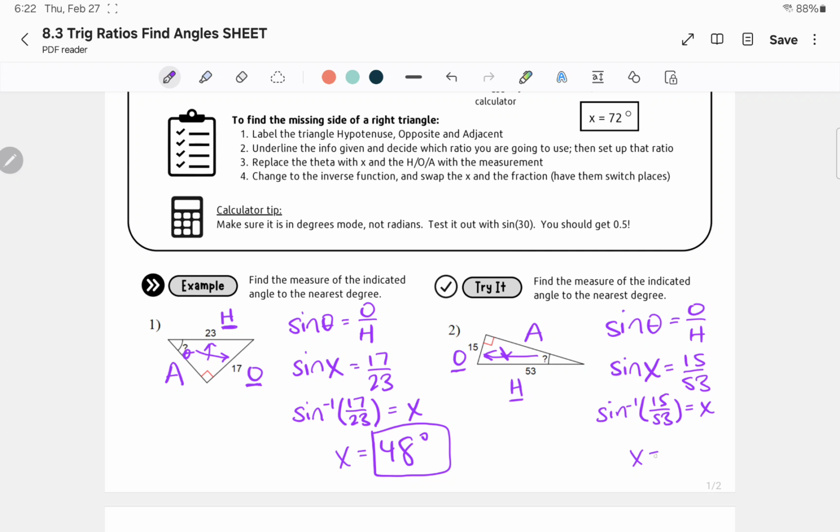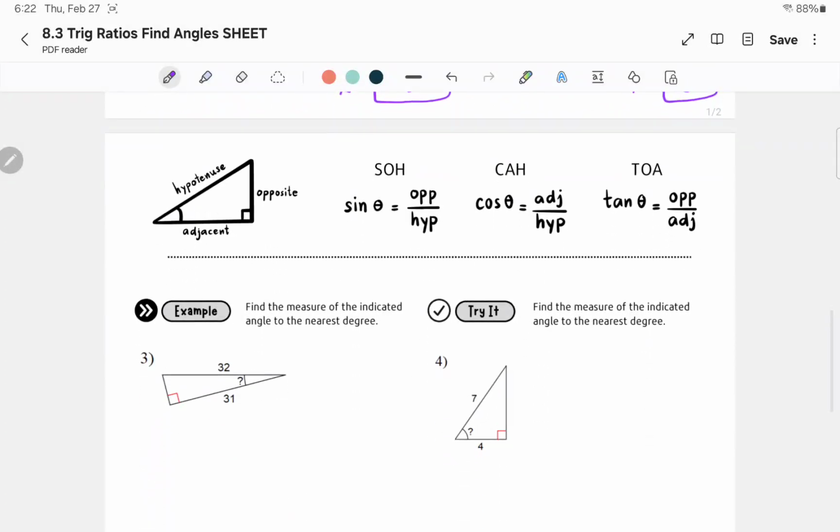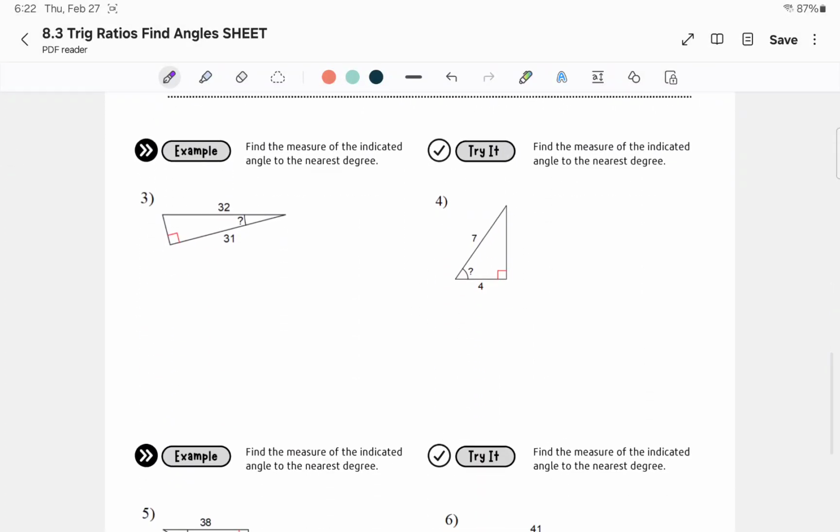So my answer here is 16 degrees. All right, so let's go on to 3. Actually, these are all pretty much the same. So if you want to just try the rest of these on your own, you can, but I'm going to still do 3 and 5 as examples because now you'll see in a second, we're going to be using just a different function.